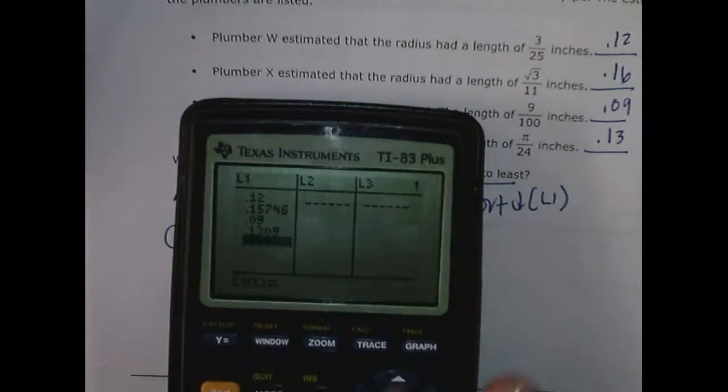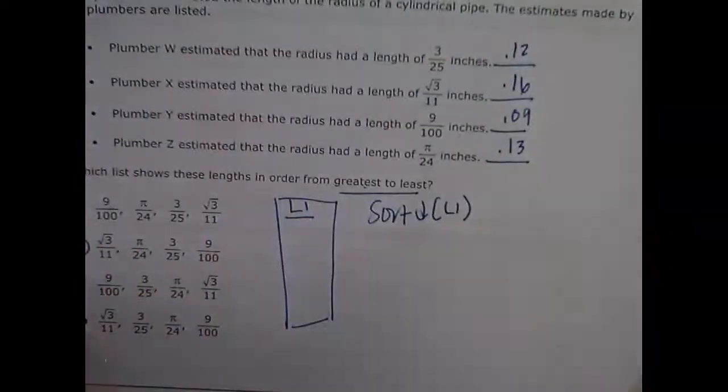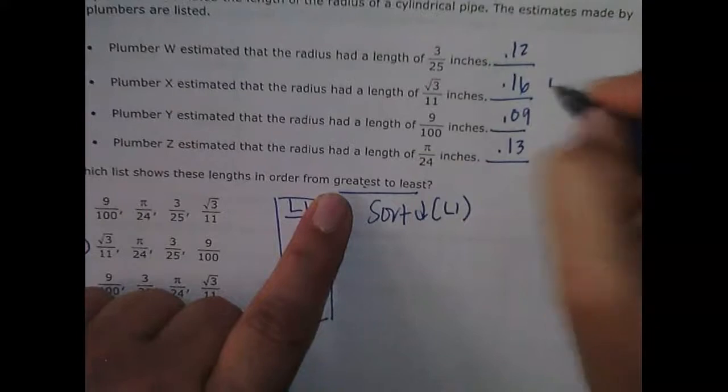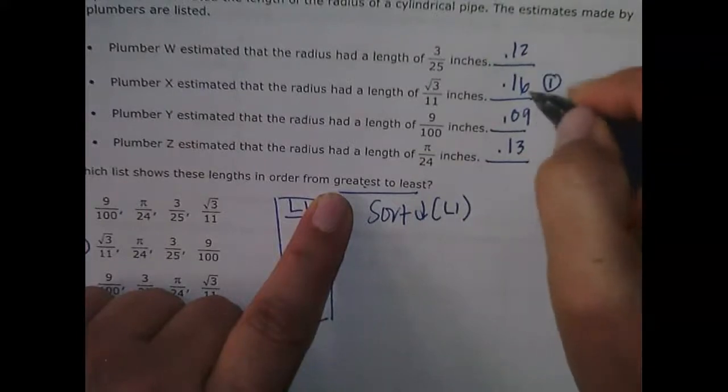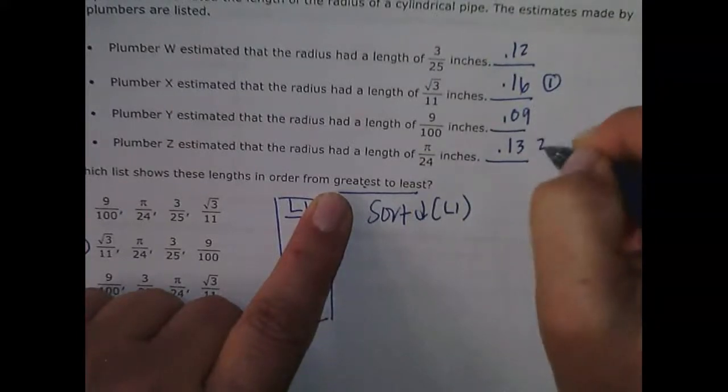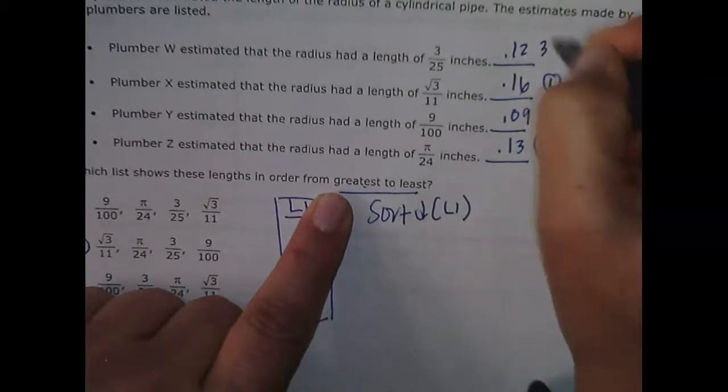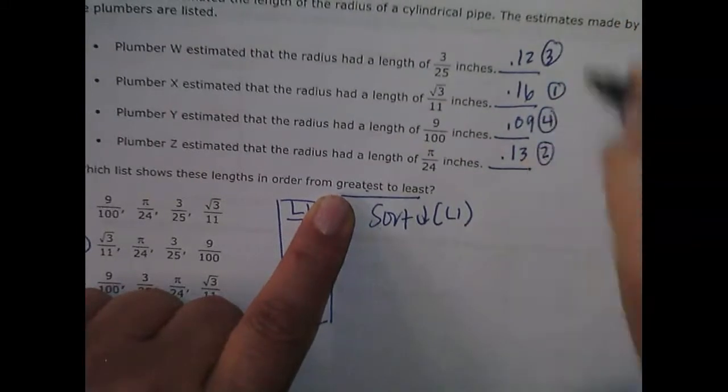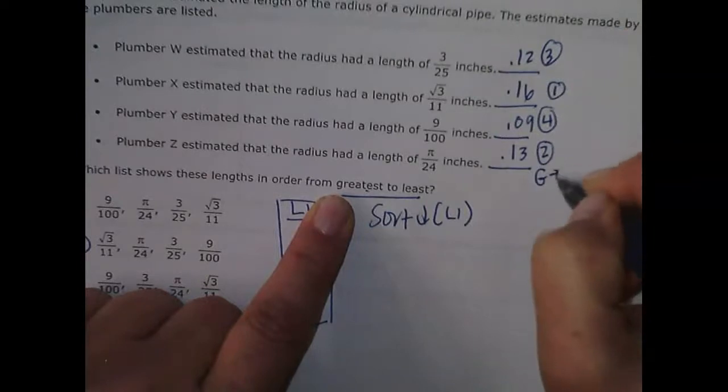So how would you order those? Well, I mean, I can tell you. So greatest to least, wouldn't this one be the largest? And then wouldn't maybe that be the second largest? And that's the third largest, and that's the smallest. And that's greatest to least.